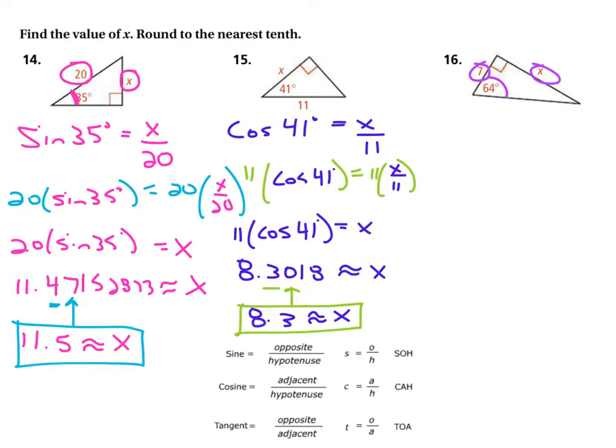So we will write tangent of the angle, tangent of 64 degrees equals opposite, the opposite side is x, over adjacent, the adjacent side is 7. Okay. And what do we got to multiply both sides by? We got to multiply both sides by 7.